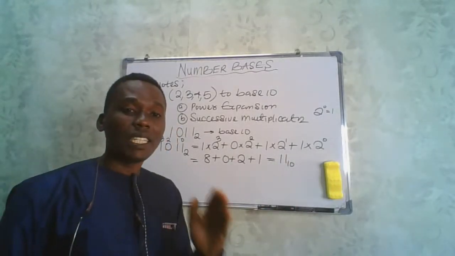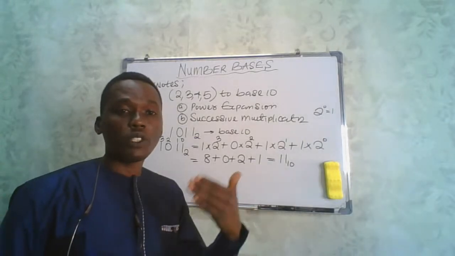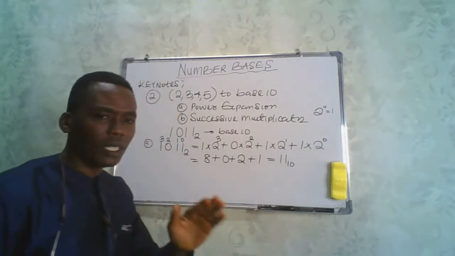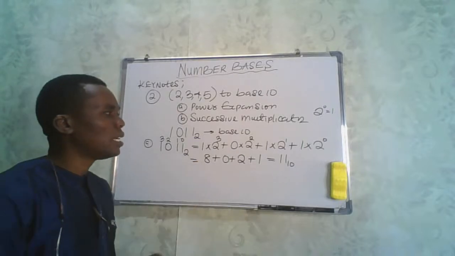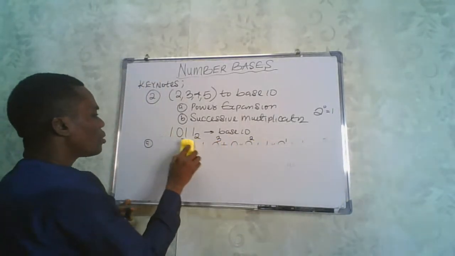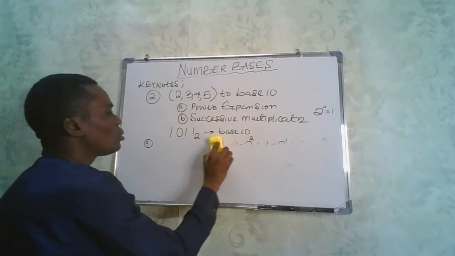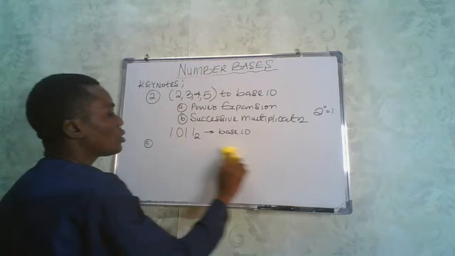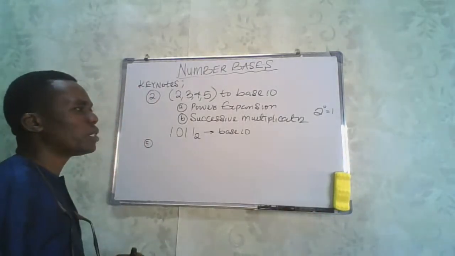Now, that is the use of the power expansion method. Look at the time it took us to do this. Now, we're going to solve this using method 2. In method 2, we are going to use the successive multiplication method.